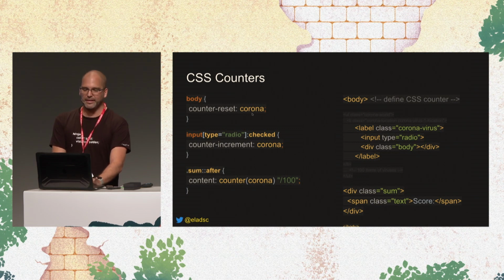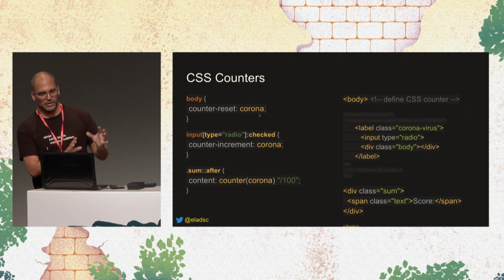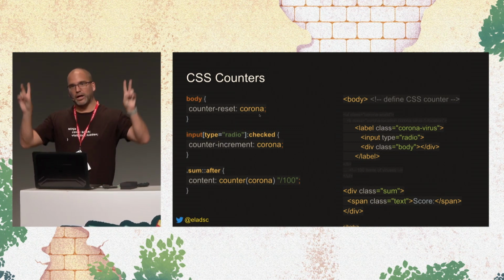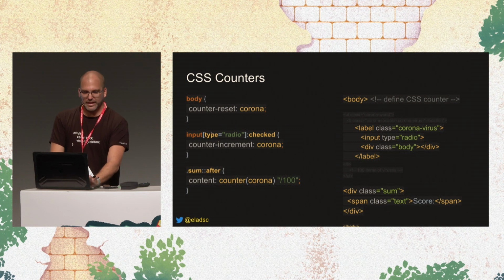You can give it any name that you want. I gave it the name Corona. And now I need to count all those dead viruses. Every input type radio that is in status of checked, I'm using the property of counter increment, and I'm using the same Corona value that I created here.